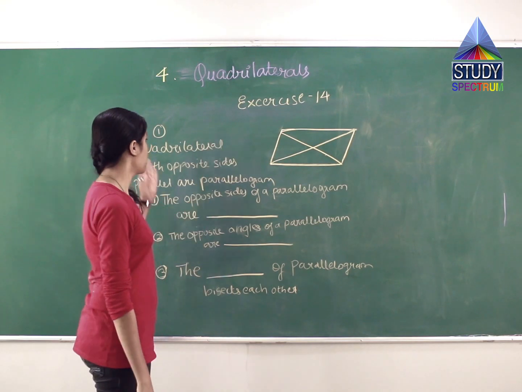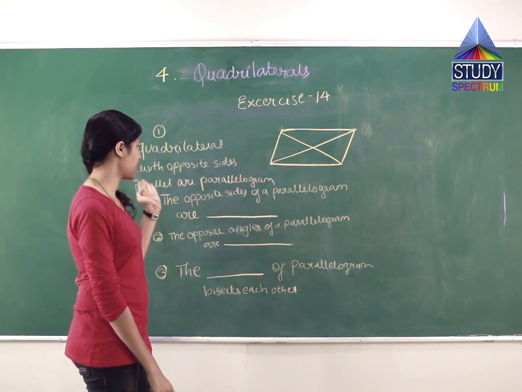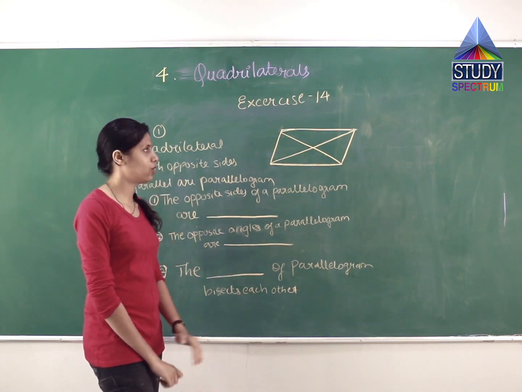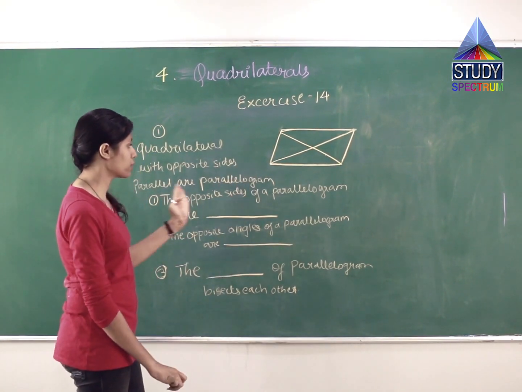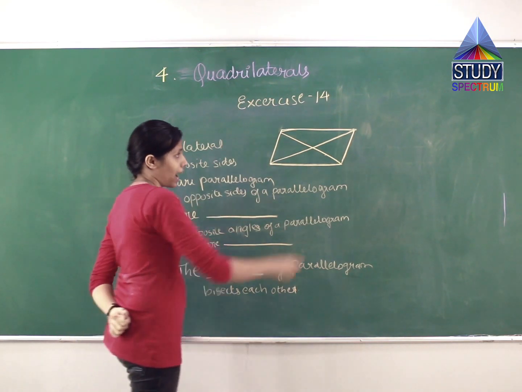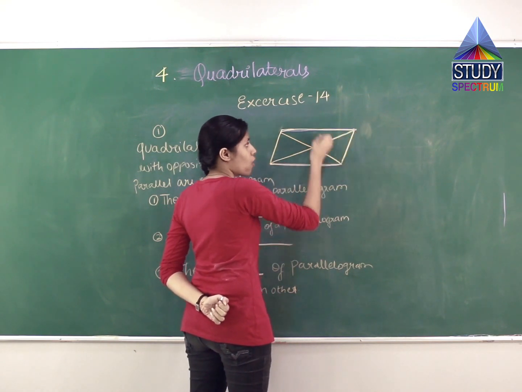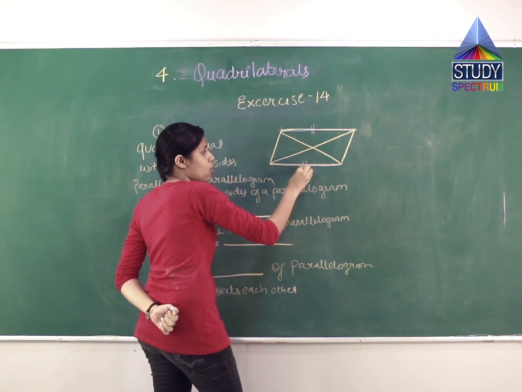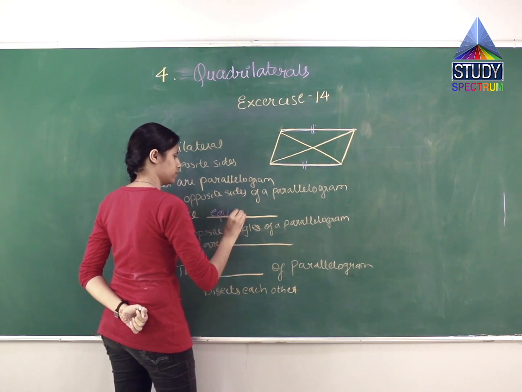Number 14. So first question of our exercise 14. Quadrilateral with opposite sides parallel are parallelogram. This is a definition of what? Yes, parallelogram. This is a parallelogram. So first question. The opposite sides of the parallelogram are dash. As I already told, the opposite side means this side and this side. What is it? It is equal to each other like this. So what is this? Equal or congruent.